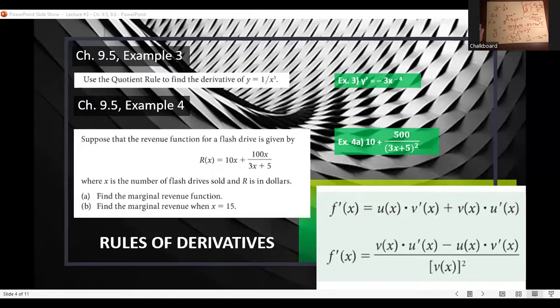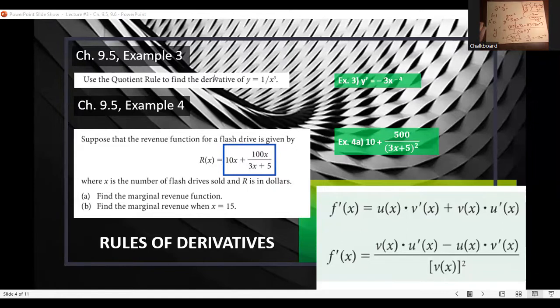Okay, so here we have an example where we're adding together two things. One of them is one of our old favorites, 10x. We know how to do that. The answer is 10. But the second thing we have is a big old quotient. We have to apply the quotient rule. So ultimately, the first real rule you're applying is the sum rule.